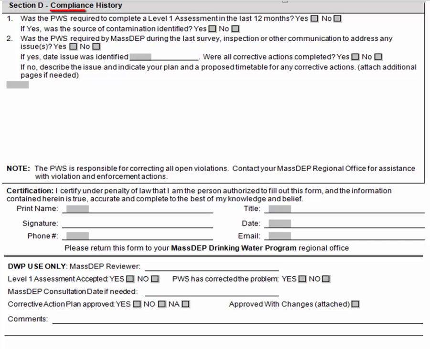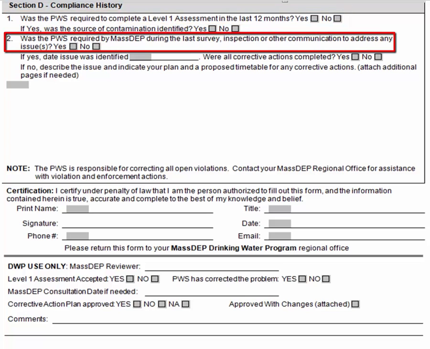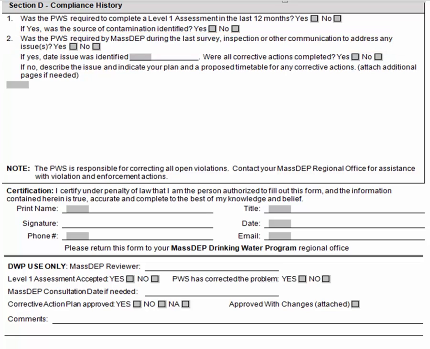Section D, compliance history, asks if your PWS was required to complete a Level 1 assessment within the last 12 months. Was the PWS required by MassDEP during the last survey to address any issue? Please answer accurately because corrective actions may become greater issues down the line. They may also lead to a Level 2 assessment in the future.